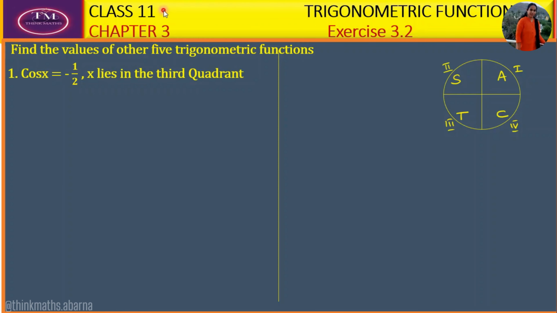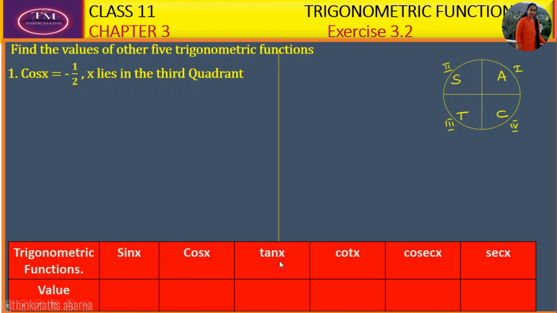Welcome to Think Max. We are in Class 11 Maths, Chapter 3, Trigonometric Functions. In this session, we are going to discuss the problems in Exercise 3.2. In this exercise, we have to find the values of the trigonometric functions. There are 6 trigonometric functions: sin x, cos x, tan x, cot x, cosecant x, secant x. One of the functions is given. We have to find the other 5 trigonometric functions.